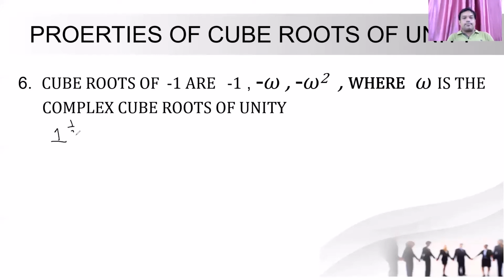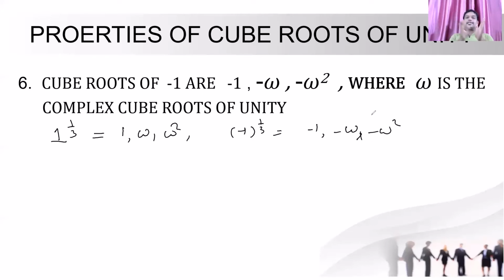1 to the power 1 by 3, that value is 1, omega, omega square. And minus 1 to the power 1 by 3, its value is also minus 1, minus omega, minus omega square. So after finding this cube root of 1 and cube root of minus 1, what will we do?